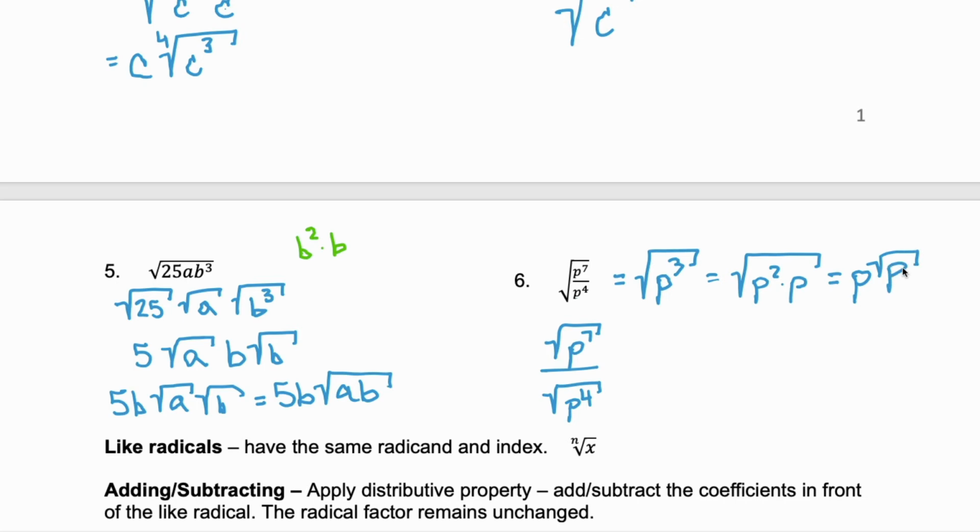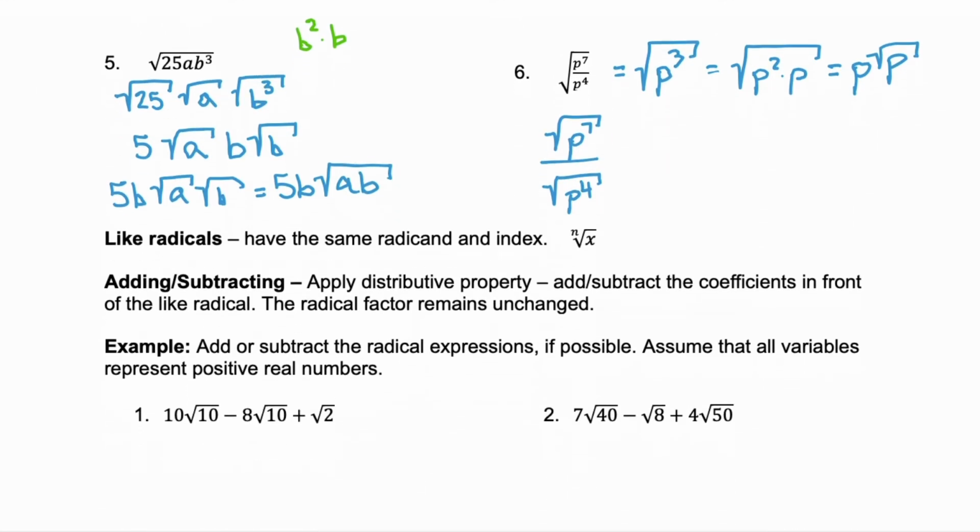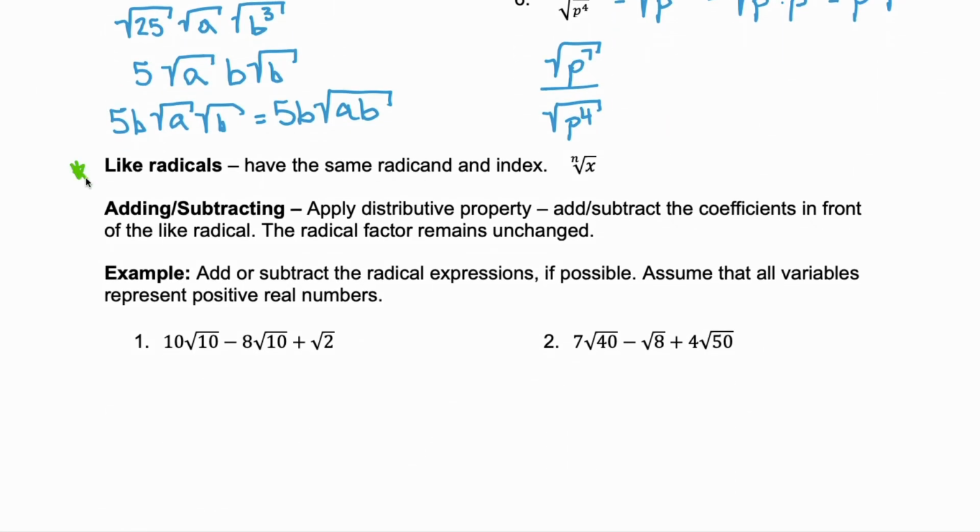Okay, we multiplied and we divided. Now let's look at how to add and subtract these radicals. Well, in order to add and subtract radicals, you have to have like radicals. And to be like, they have to have the same radicand. So whatever is inside the radical has to be the same. And they have to have the same index. So our radicand in this example is x, and our index is n.